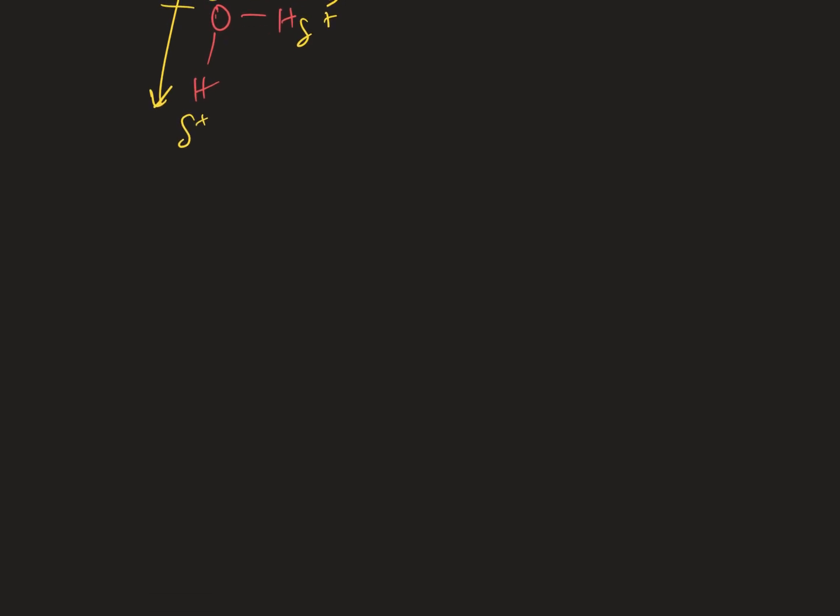All right, let's do a bigger example. So let's say we have NH3, C3H8, and HCl. Let's order these from lowest to highest melting point, or lowest to highest boiling point. It's the same.